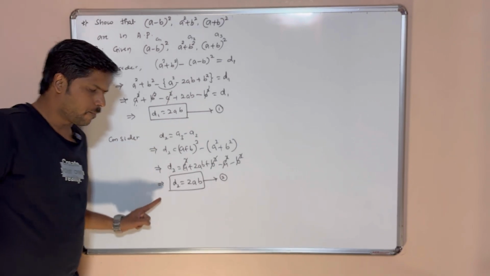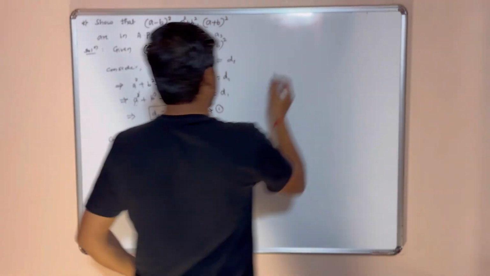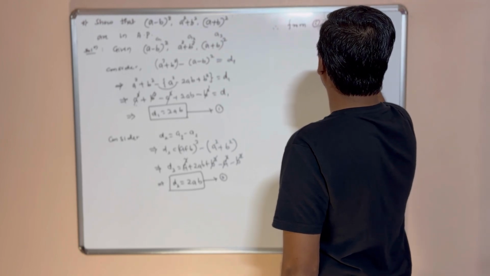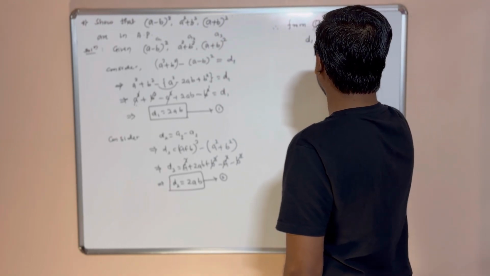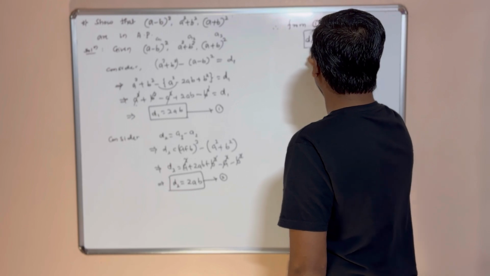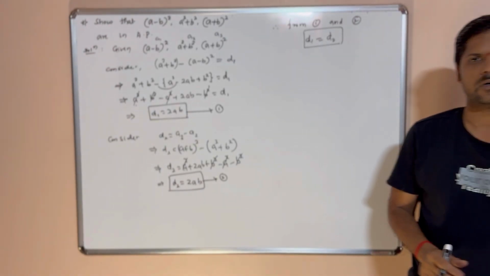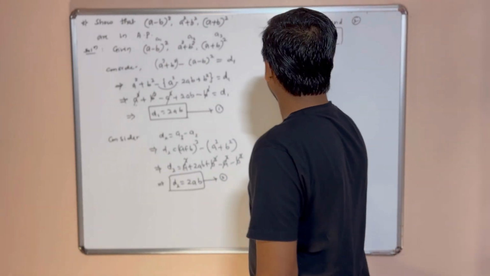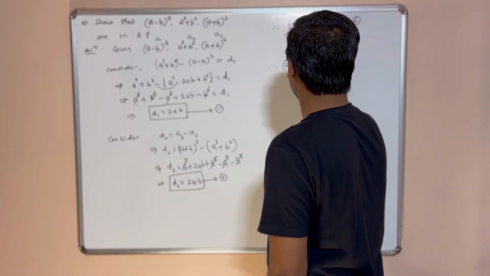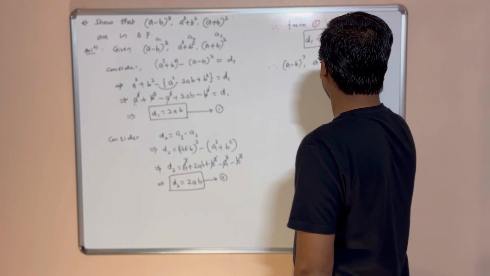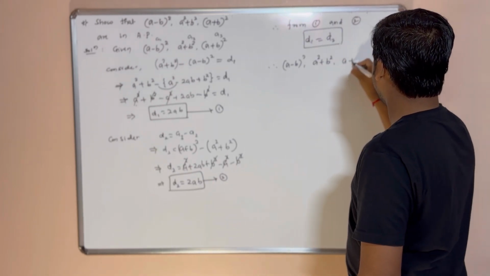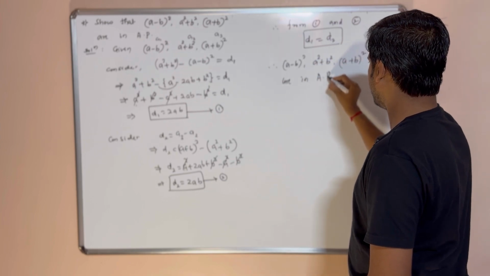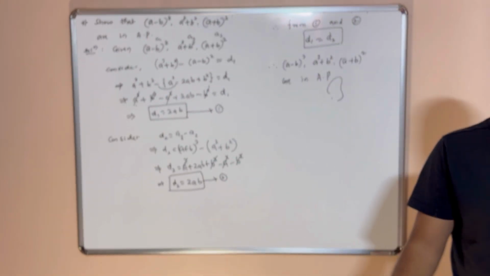Now compare equation 1 and 2. From 1 and 2, we conclude that D1 is equal to D2. If common differences are same, then the given terms are in AP. So therefore, (a minus b) whole square, a square plus b square, (a plus b) whole square are in AP. Note it down.